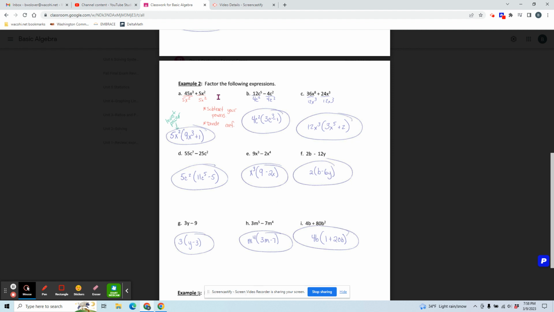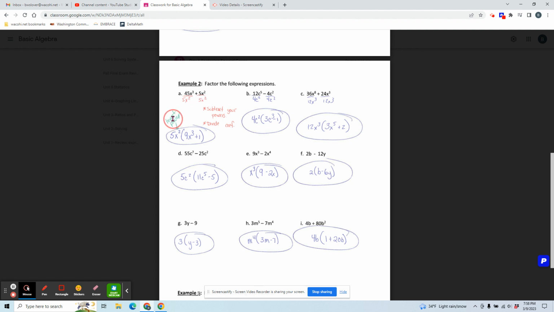There's not always going to be a greatest common factor, and there's not always going to be a greatest common factor that is both the number and variable combination. It just depends on the problem that I give you. So number-wise, for the coefficients, I could take out a 5. For the variables, they both have the letter x, and I take my lowest power.